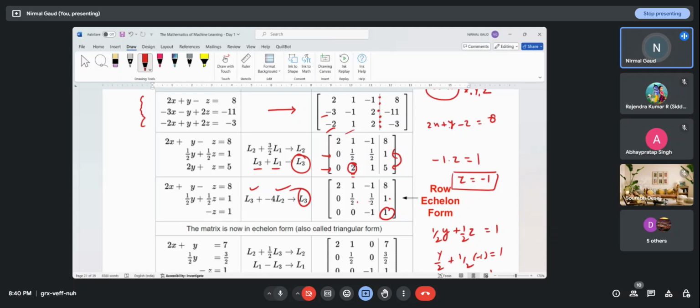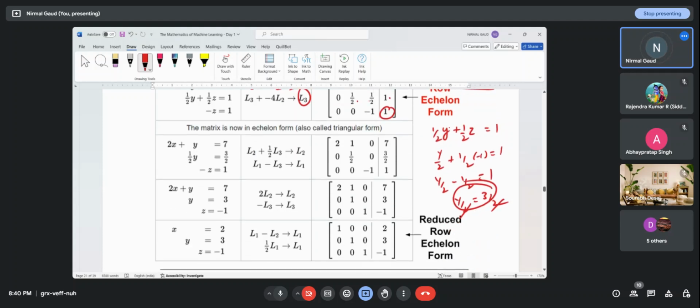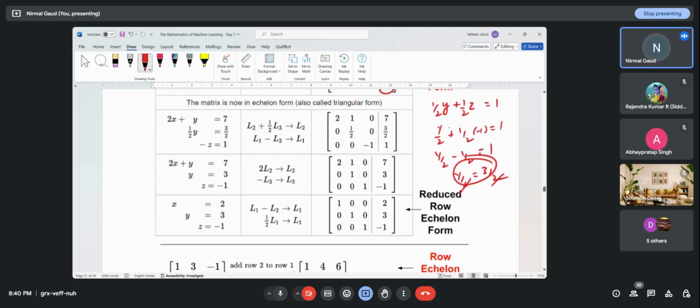row echelon format. And here are further transformations. You can now convert it into reduced echelon format also. So for reduced echelon format, the concept says that in the diagonal, I want all ones and the rest all zero. This is what reduced echelon format says. Okay, so what transformation are they planning?